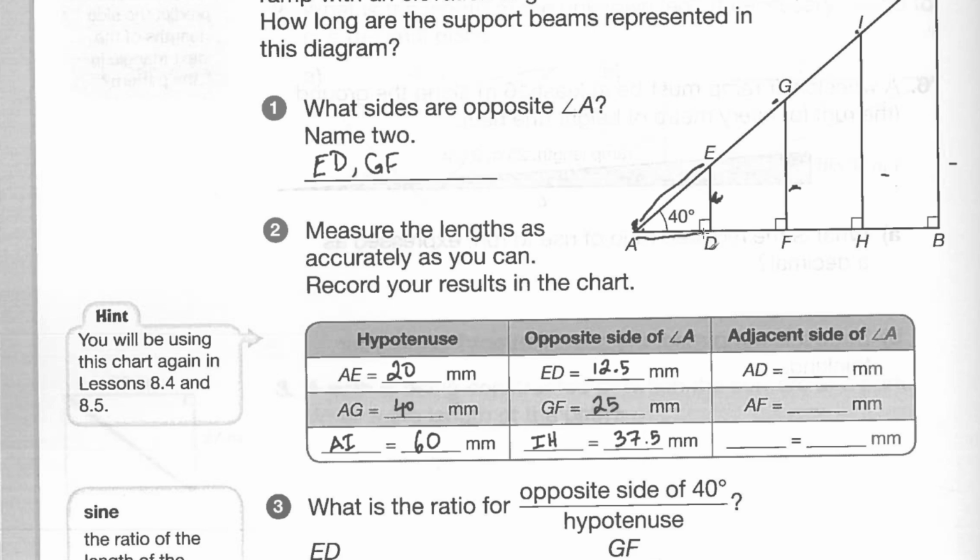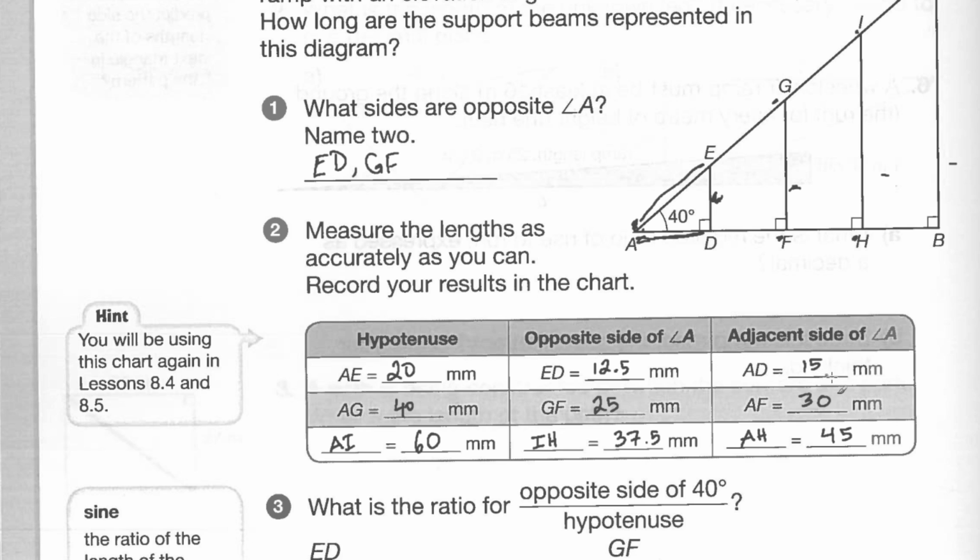Finally, the adjacent sides. We have AD, the bottom first little triangle there. I measured that to be 15 millimeters. A to F, I measured to be twice that, once again, 30 millimeters. And I decided to go for the next one, AH, which is 45 millimeters. If you notice, each side goes up by a constant amount. The hypotenuse went up by 20s, the opposite side went up by 12.5, and the adjacent side went up by 15 each time.